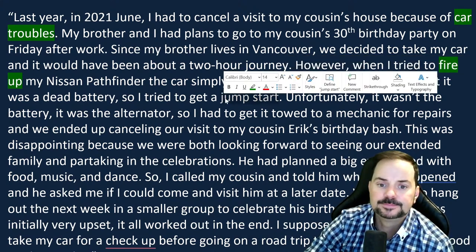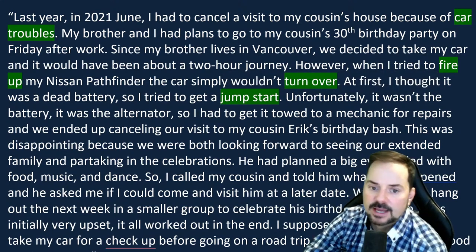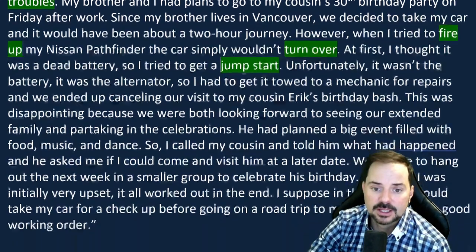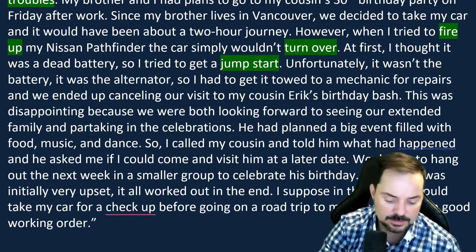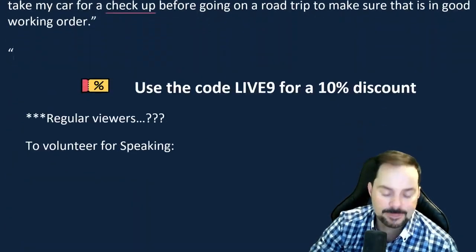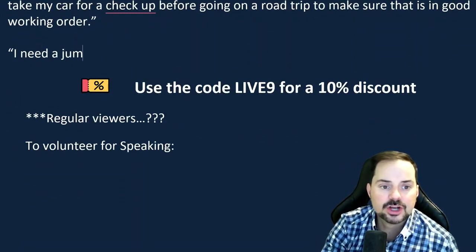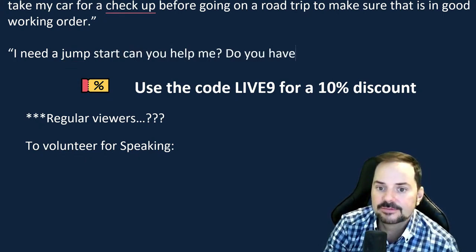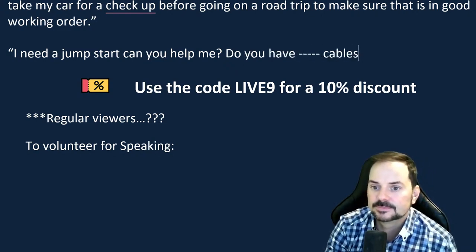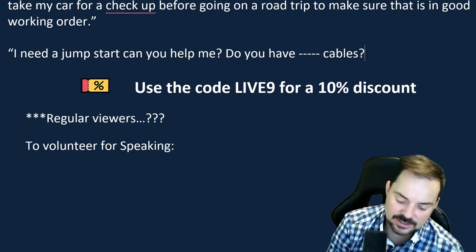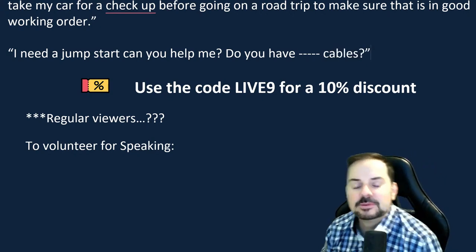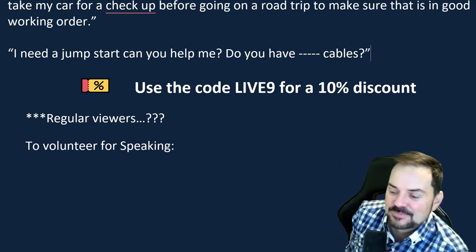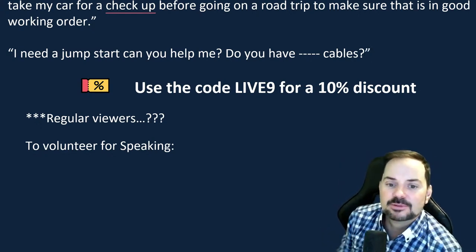Jump start. That's a really good piece of vocabulary to know if you're traveling in English. I need a jump start. Can you help me? Do you have jumper cables? This is a good piece of vocabulary. I might have just saved a few people some headache when you're traveling. Anybody know what those cables are called?